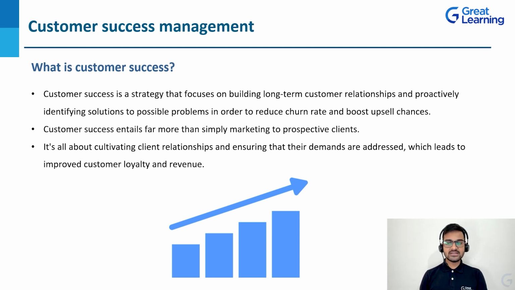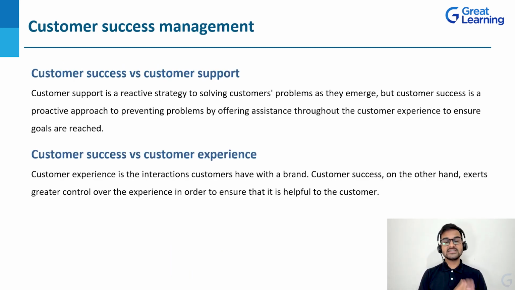Now, let's try to understand why customer success is different from customer support. Customer support is a reactive strategy to solving customers' problems as they emerge. We have sold a product. Now the customer is having some issue, some complaint with that particular product. They have a query. They will ask that query, and we will resolve that query. That is what customer support is. If you are not resolving that query, that means your customer support is very bad, your customer service is very bad.